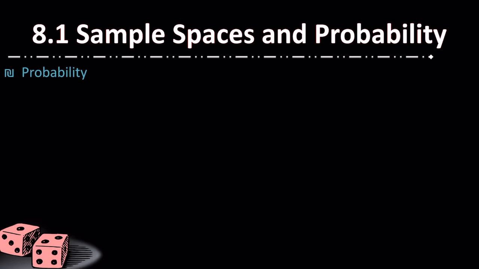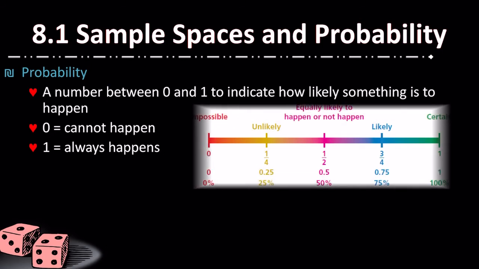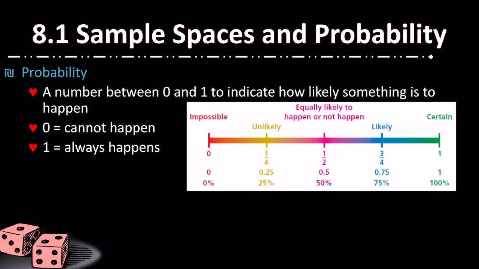So what are you going to do with this sample space? Well, we're going to use it for probability. Probability is a number between 0 and 1 to indicate how likely something is to happen. If you get a 0, it can't happen. If it's 1, it always happens. And so if it's a half, then it's 50% likely to happen or not happen. If it's 25% or 0.25, it's just unlikely, and so on.